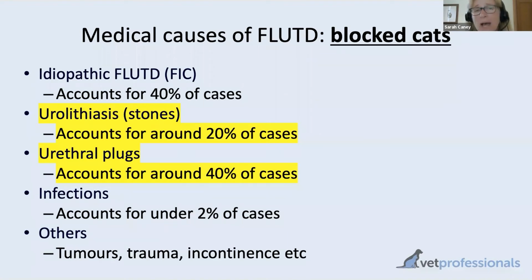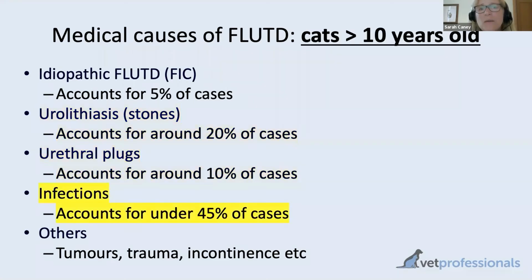And those, perhaps not a surprise to find, that blockages are often caused by physical things, so stones, also plugs, sometimes blood clots. So if your cat has a very bloody cystitis, a blood clot could actually cause a blockage as well. But stones and plugs would be the biggest category. And then lastly, we've got the older cats to consider.